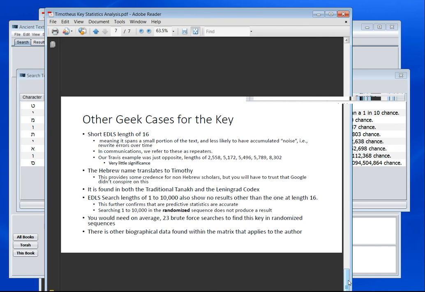This one really, really does stand out for a lot of reasons, and it would have taken considerable brute force attempts to find it. And we know there was also other biographical data found within the matrix that applies to the author. So you can do some of your own research on that.